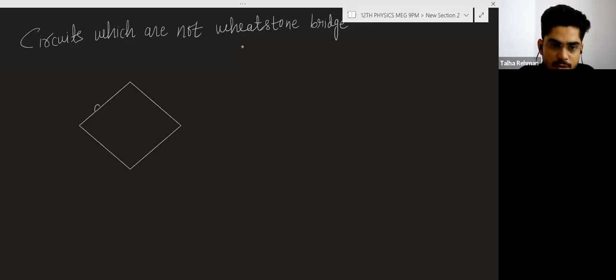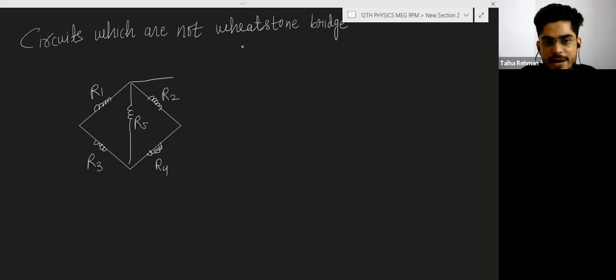So suppose one resistance is connected here, one here, one here, one here, and this is R1, this is R2, this is R3, this is R4, and one resistance like the Wheatstone Bridge we have connected, R5, here. And one thing here is that the battery is connected like this.